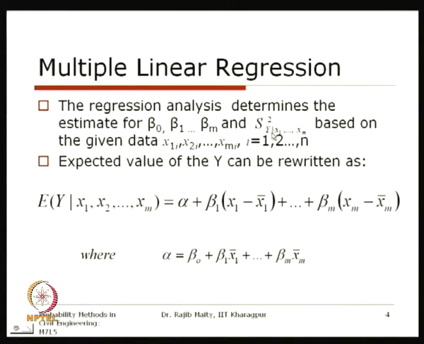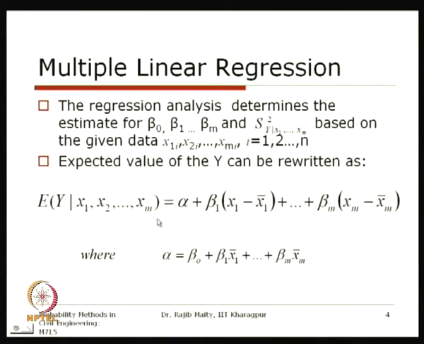Now, this s y square given x1, x2, x3 up to xm is the conditional variance of the target variable y. This conditional variance should reduce with respect to the unconditional variance, which is s y square, and the more the reduction, the better the model. At the end of this lecture, as I was discussing, we will see how that information is related to the correlation coefficient.